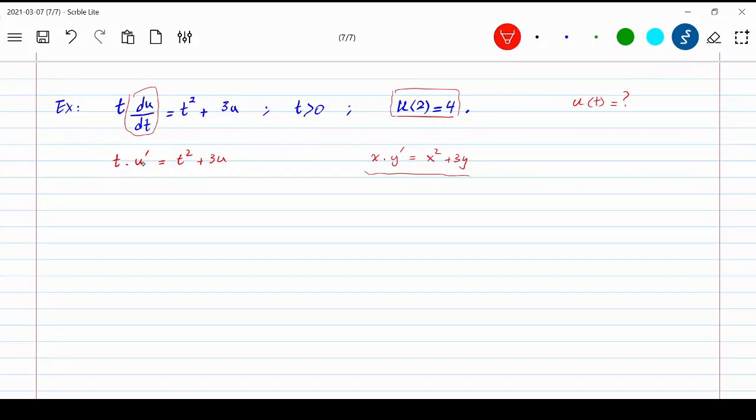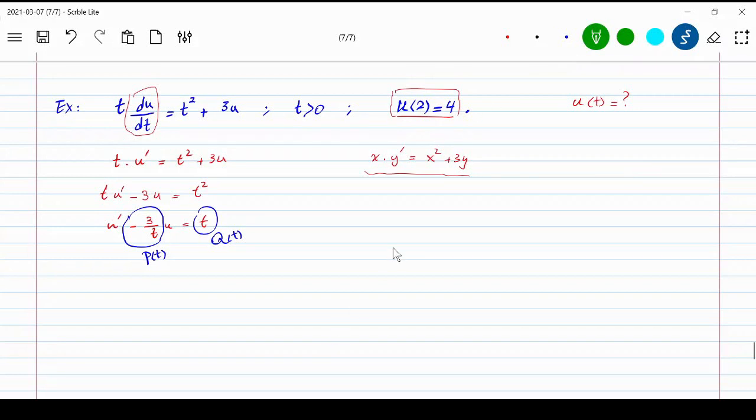I'm going to stick with the t, so I will move this 3u to the other side. I will have t u prime minus 3u equal t squared. Then I divide everything by t, because I want to have u prime by itself. u prime minus 3 over t, u equals t squared divided by t, which is simply t. So I know what is p. Actually, you should consider the negative sign with it. So this is the p, in this case p of t, and here I have q of t.